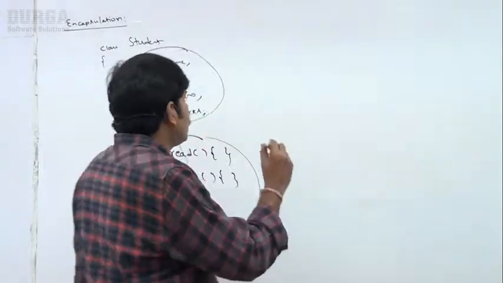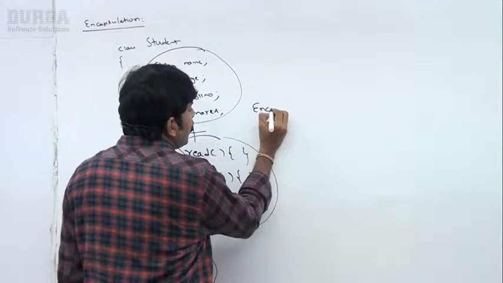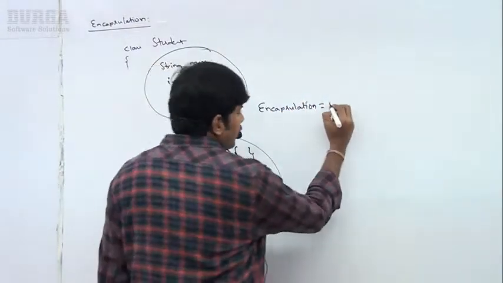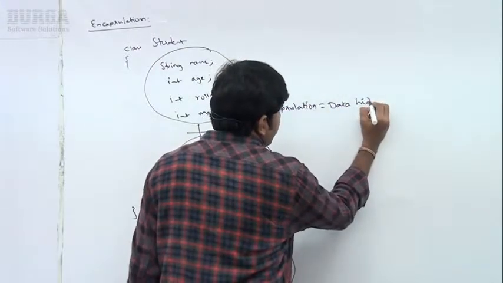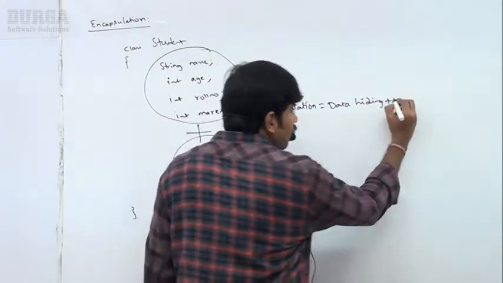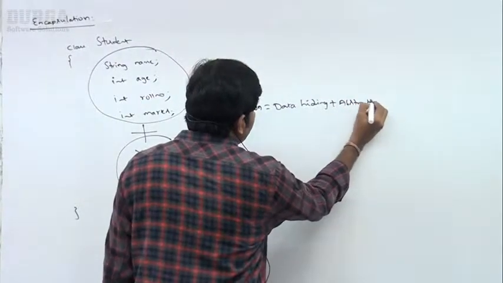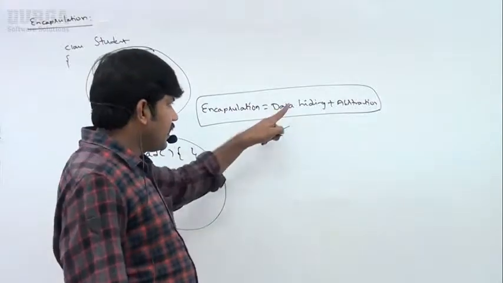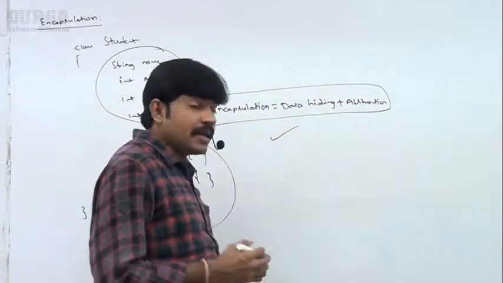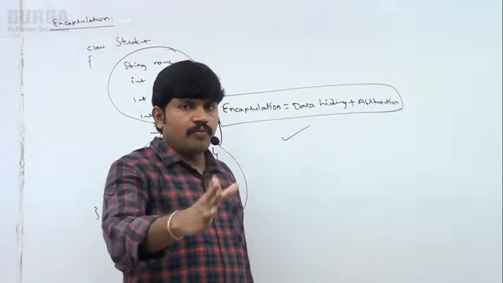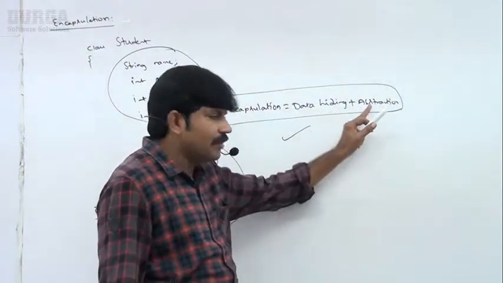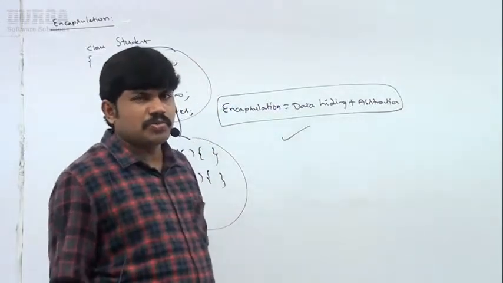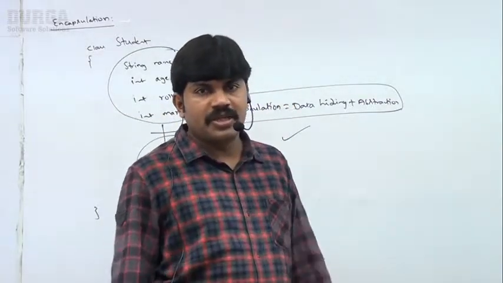Now observe that I can use the word encapsulation. Encapsulation is equal to data hiding. Encapsulation is equal to data hiding plus abstraction. Data hiding plus abstraction itself is encapsulation, right? So if any component follows data hiding and abstraction, that is nothing but encapsulation. Theoretical, okay, sir. Can you please explain a small program to demonstrate this encapsulation, right?